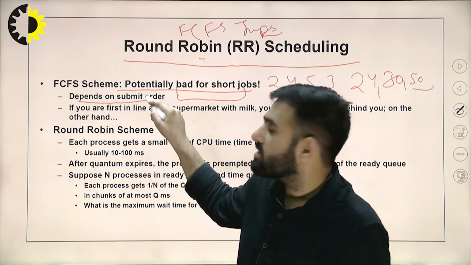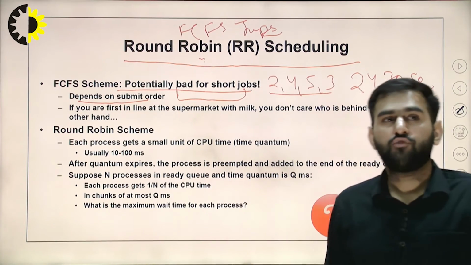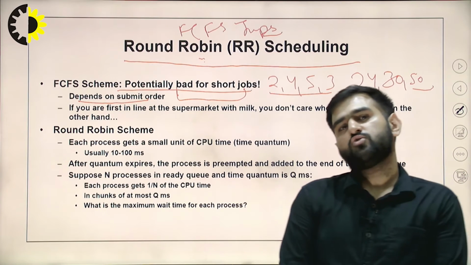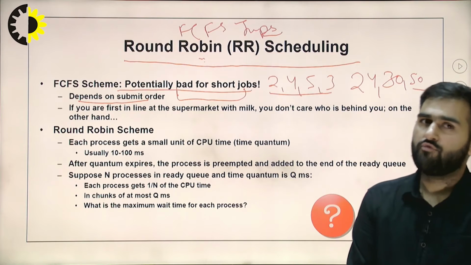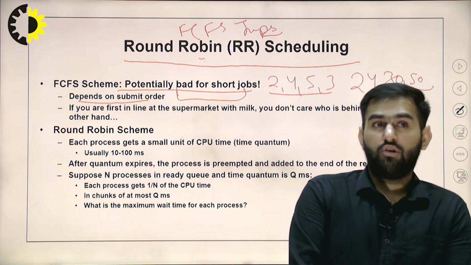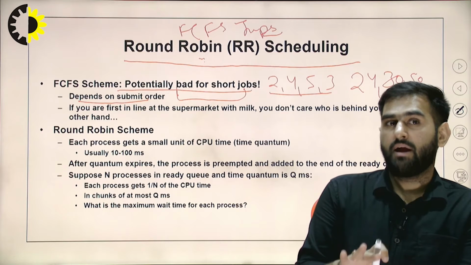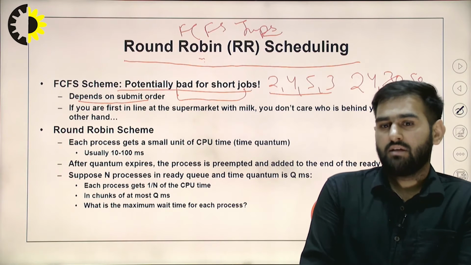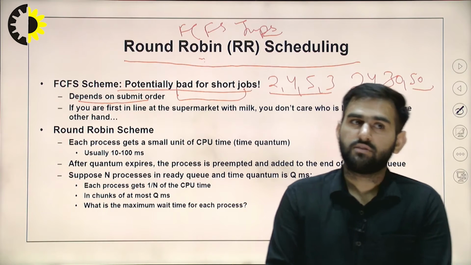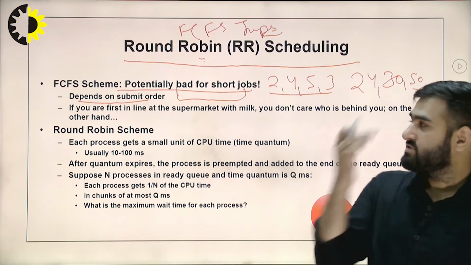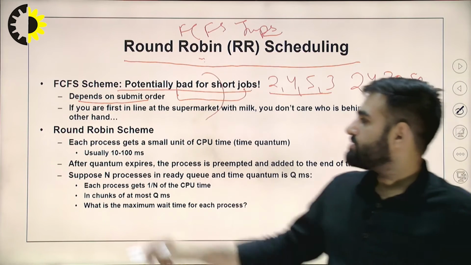It depends on the order in which they arrive. If you are first in the market line to buy milk with some small packets, then it is good for you. But if you want to buy only one packet, and the person with 10 packets came first, or maybe after 10 packets the market is out of stock, then you have to suffer. So this is the case of FCFS only. Now see round robin.